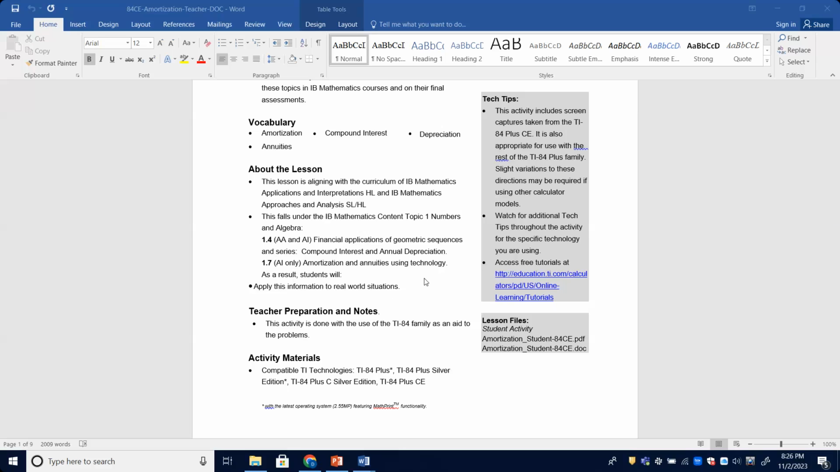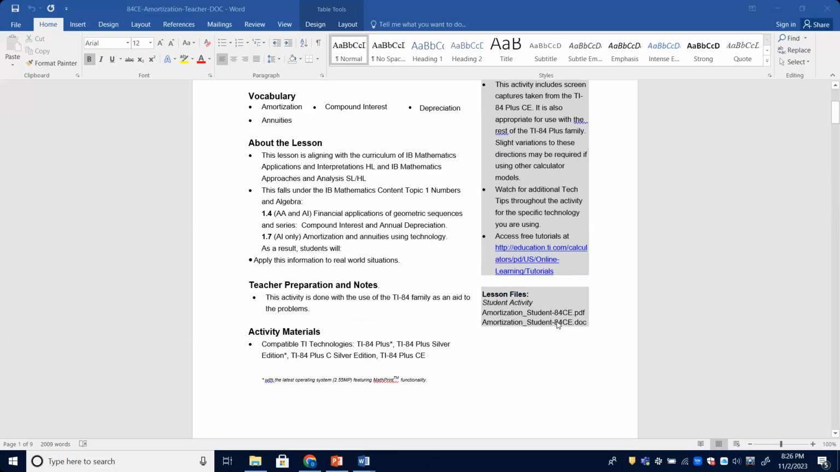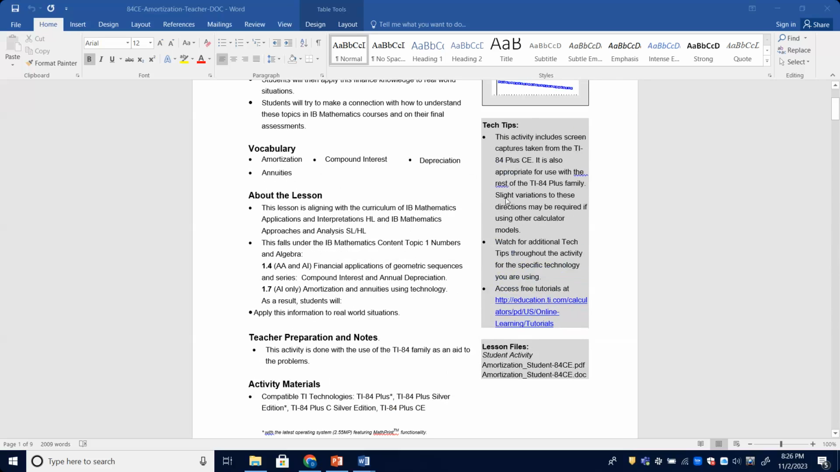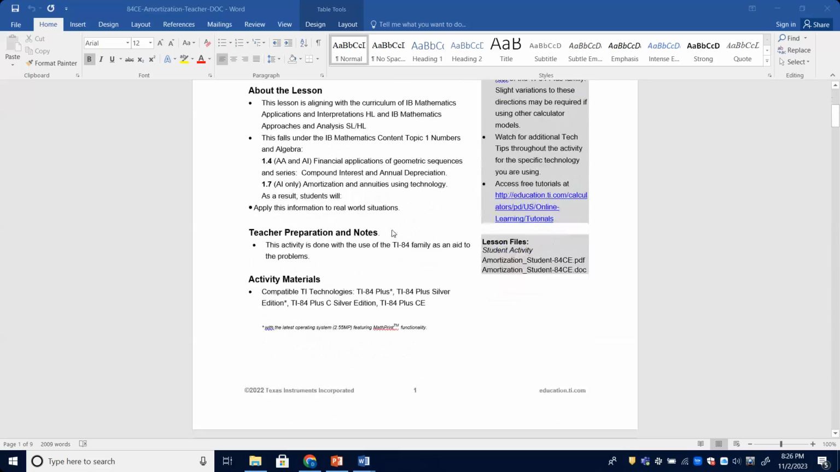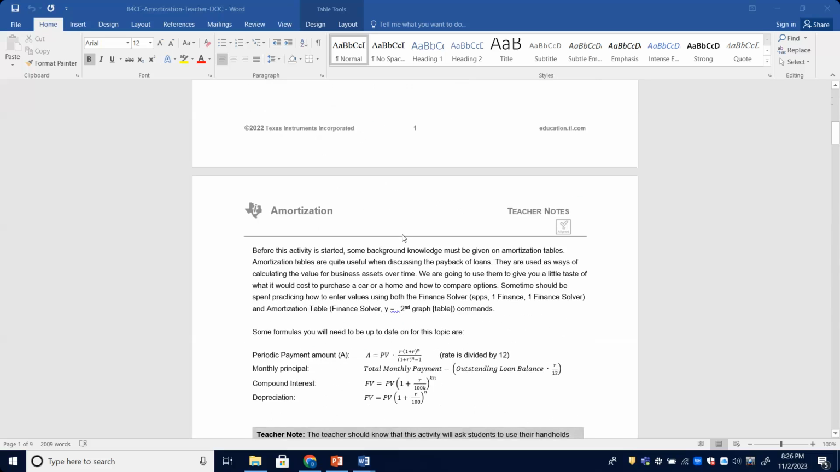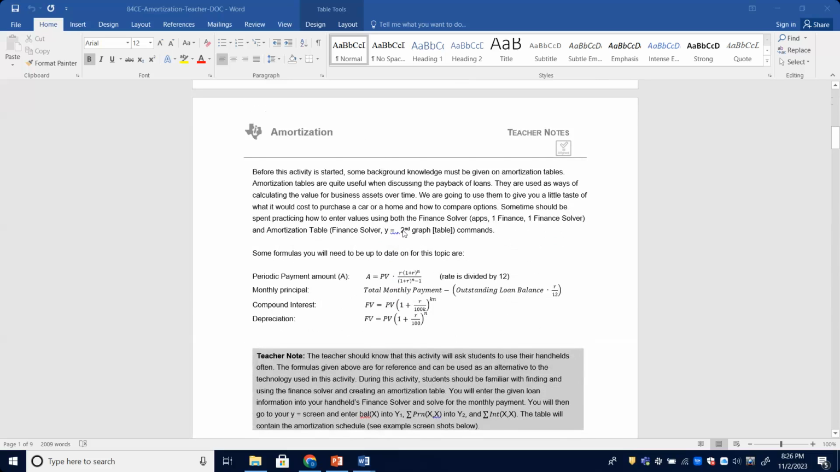It's one of those real world topics that can help students. Then you'll see the files that are associated with it, some general knowledge about the 84. This is also the same look for the Inspire. So there's the same idea here. And then we get into the activity.